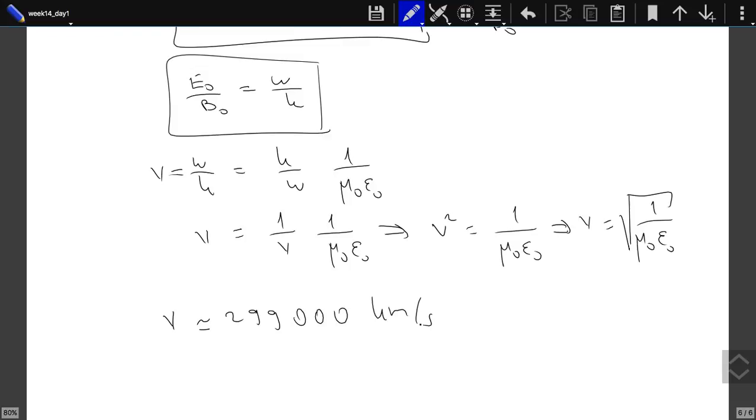So this is, by the way, one of the, let's say, the most important motivations for us to identify this light by an electromagnetic wave. They have the same velocity. To say at least one thing they have in common.